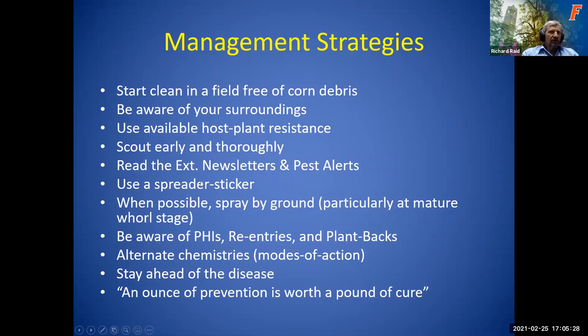In terms of spreader stickers, I typically do recommend a non-ionic spreader sticker with most of the fungicides that I've used in my trials. I think this just gives you a better adherence, especially early on. When the corn is about knee high, less than knee high, those leaves are a little bit more waxy and they almost repel fungicides. So I use a spreader sticker to get better coverage and adherence.